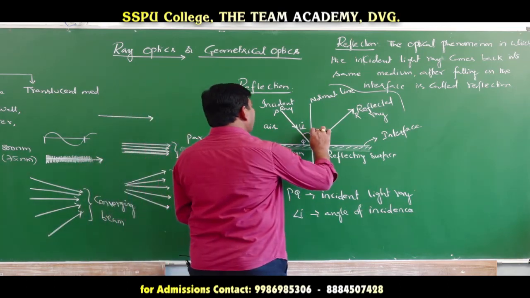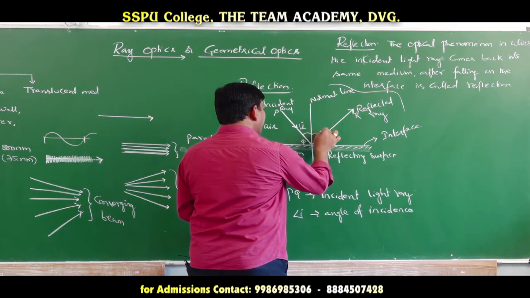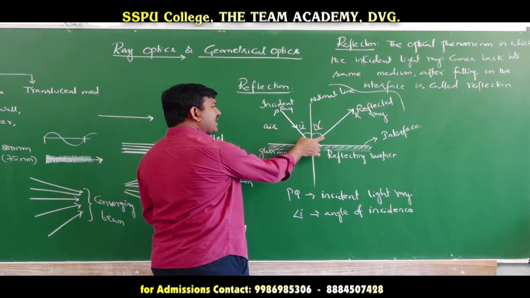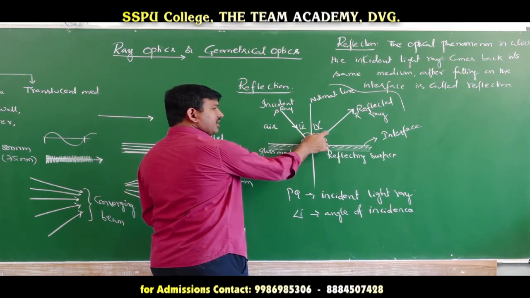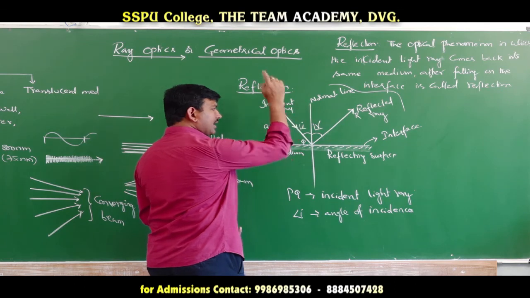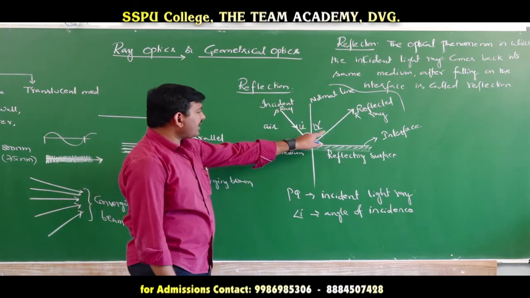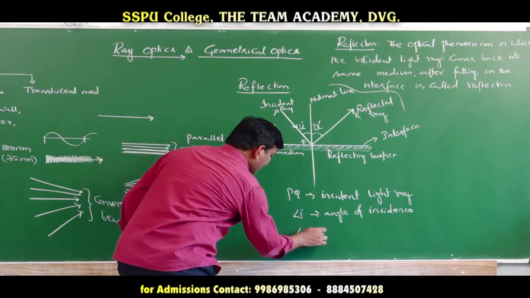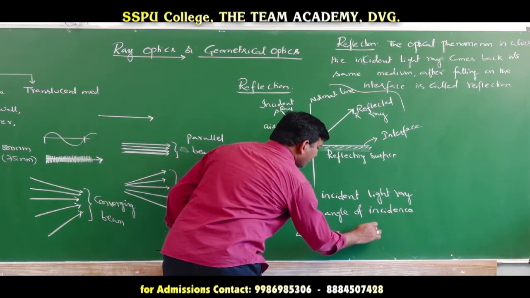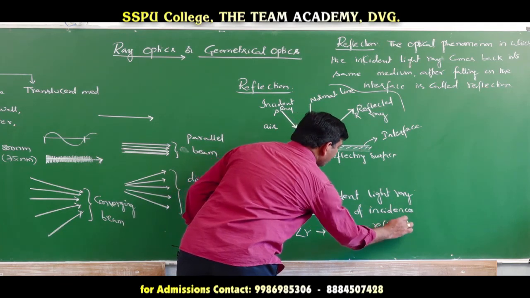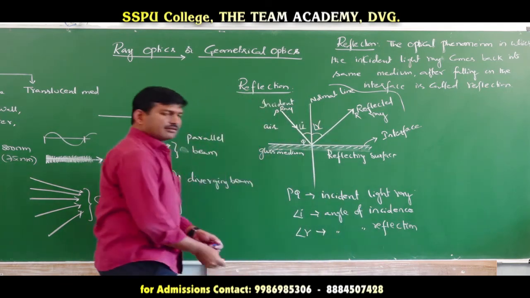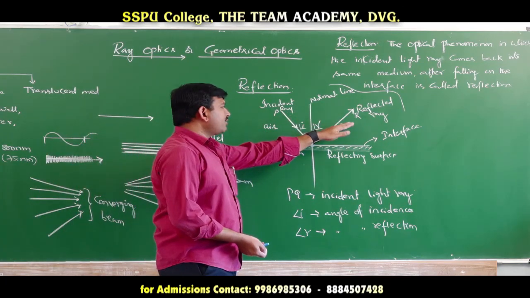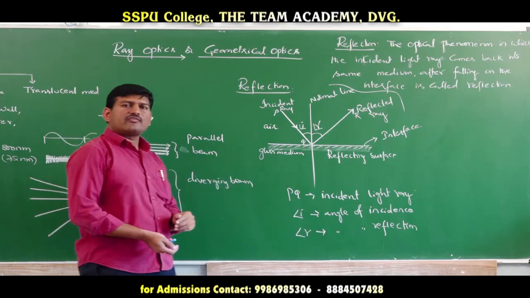Then you yourself tell me what the angle of reflection is. The angle of reflection is the angle between the reflected ray and the normal line. Angle R stands for angle of reflection. Is that clear? So, the angle between the incident ray and the normal is called the angle of incidence. The angle between the reflected ray and the normal line is said to be the angle of reflection.